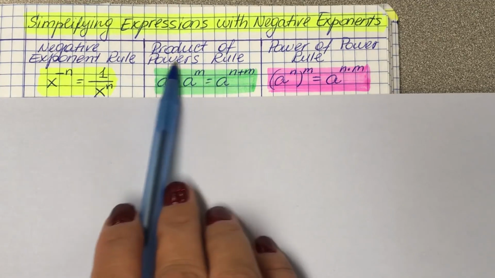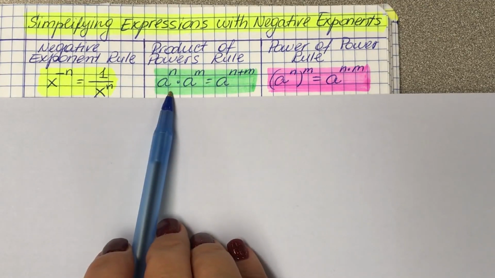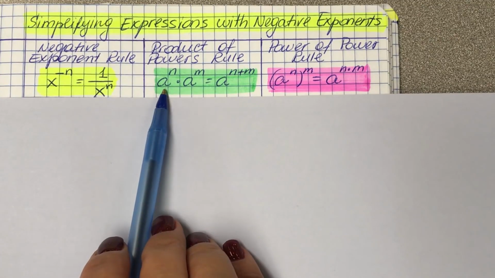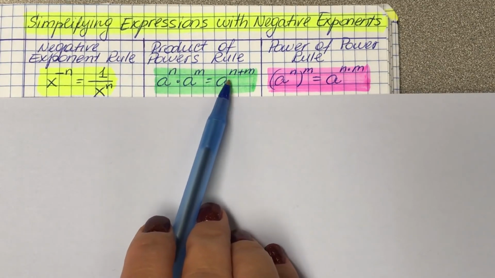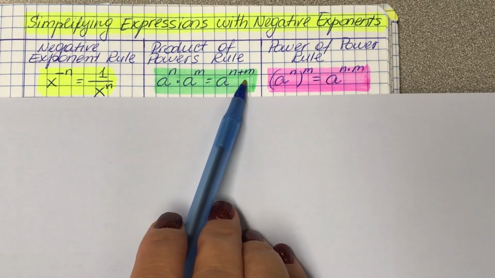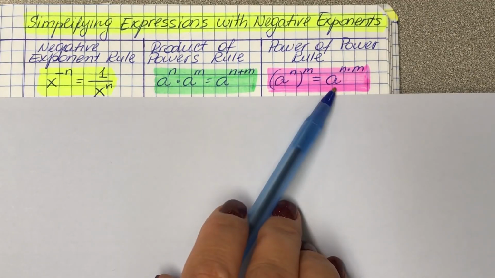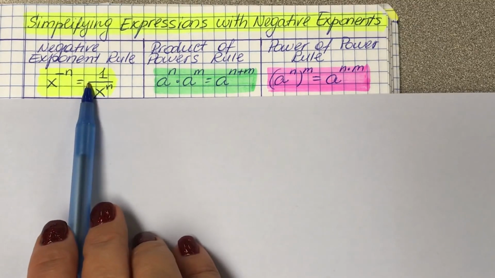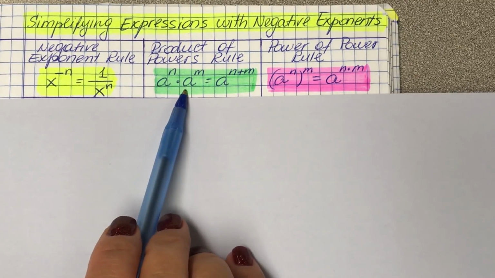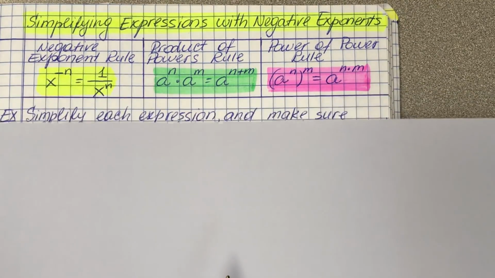Today the focus will be mostly on the product of powers. If you have to multiply two powers with the same base, we keep the base and add the exponents. And then in the next lesson I'll use the power of a power. So today the focus will be on these two rules, the negative exponent rule and the product of powers rule.